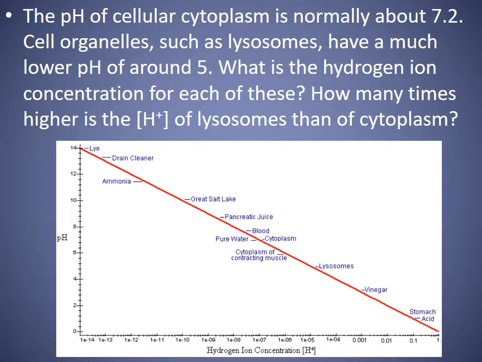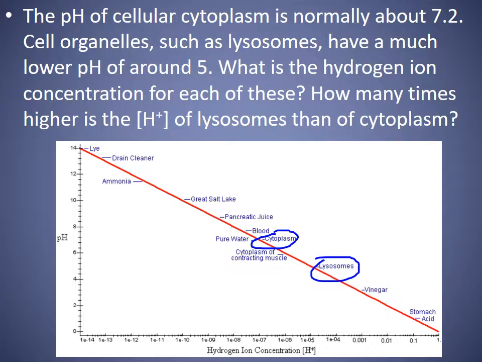So the question is here, you take a look, we have cytoplasm and we have lysosomes. Lysosomes are an organelle in the cell. Cytoplasm is the fluid-like substance that is found in the cell as well. The question is, what is the hydrogen ion concentration for each of these? Well, cytoplasm here looks like 1 times 10 to the negative 7, and for lysosomes it looks like it's 1 times 10 to the negative 5.